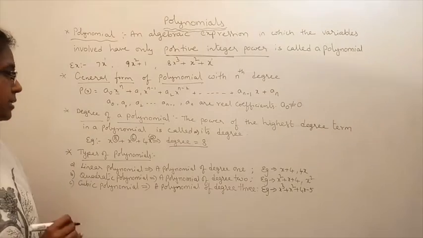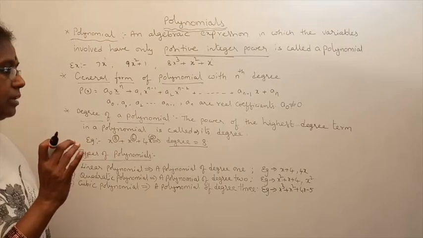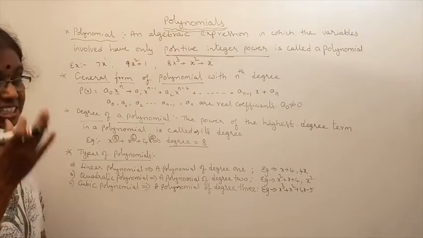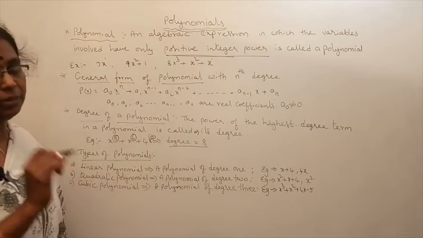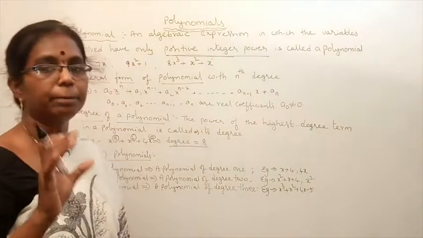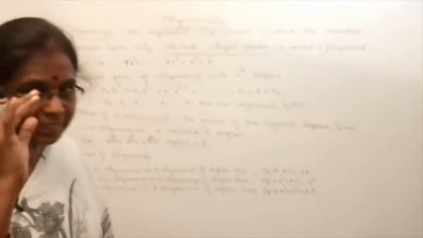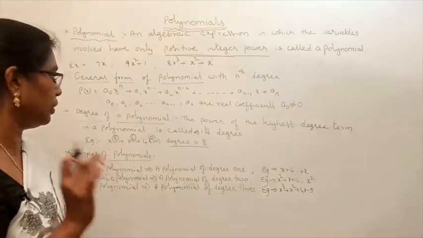Degree is 8. Now the degree of the polynomial is the power of the highest degree term. We have to check first how many terms are there, and in each term we have to check the powers. Then the highest power is called the degree of the polynomial.